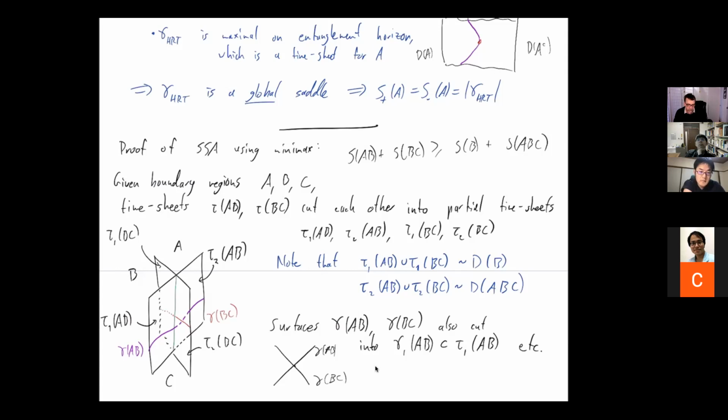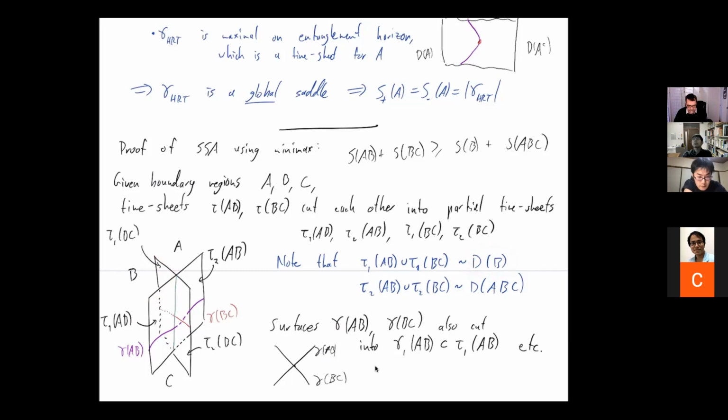So now I have these partial timesheets. The first part of the AB one, the second part of the AB one, the first part of the BC one, and the second part of the BC one. So those are these sort of partial timesheets. Okay, now if I re-glue them, if I re-glue one part of the AB timesheet with one part of the BC timesheet, so if I glue this partial timesheet to this partial timesheet, I get a timesheet which is homologous to B.